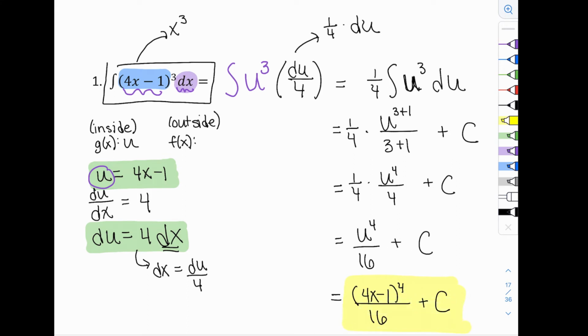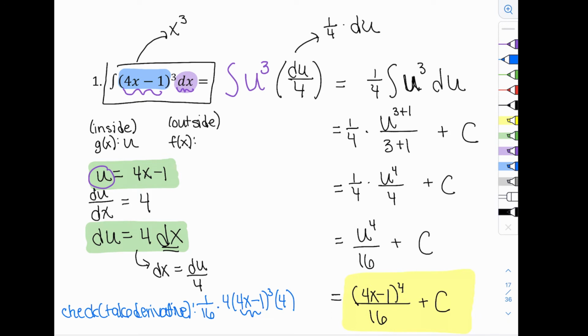And I don't have much space on here, but I am tempted to just show you how you could still check your work, which is you can just take the derivative of this. If we did that for this problem, we're going to use the chain rule to take the derivative. So it would be 1 over 16 times, and then the derivative of 4x minus 1 to the 4th would be 4 times 4x minus 1 to the 3rd, and now the chain rule part is to multiply by the derivative of the inside, which is going to be 4. The c, when we take the derivative, goes to 0.